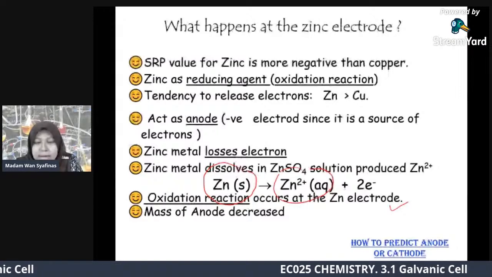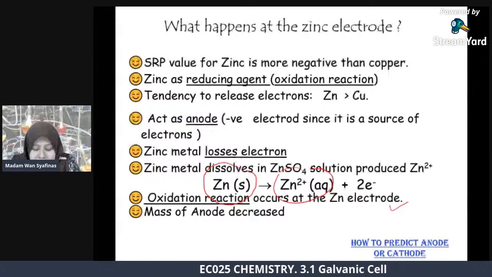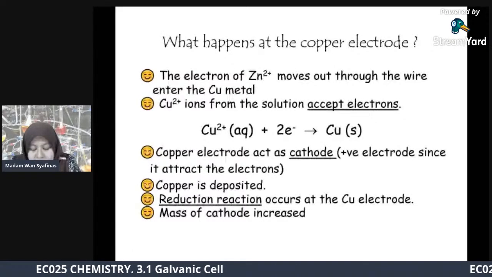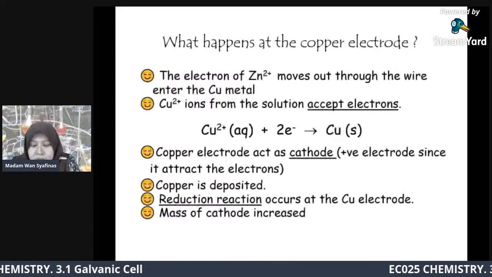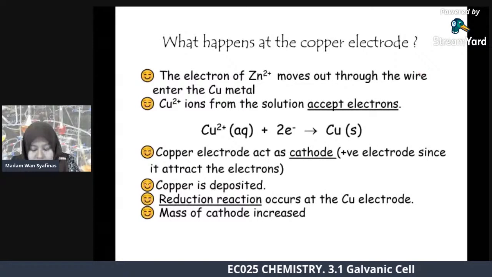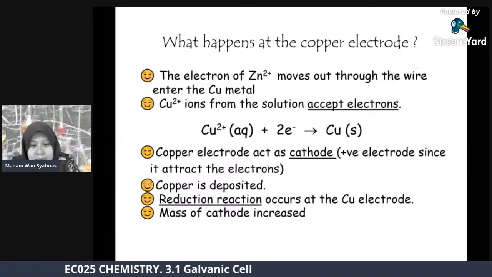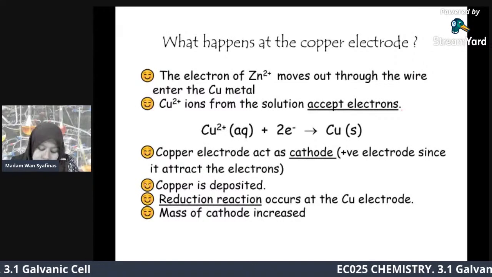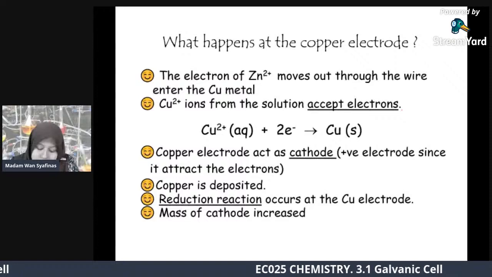So what happened at the copper? For the copper electrode, the electrons from zinc move out through the wire and enter the copper metal. The copper 2+ ions from the solution accept electrons. Copper 2+ aqueous accepts 2 electrons and produces copper solid.